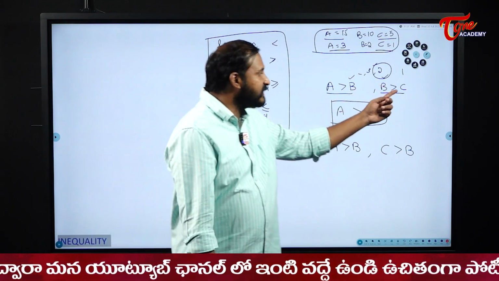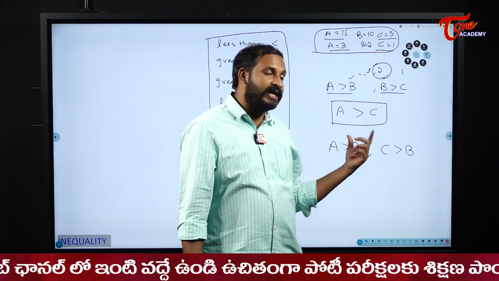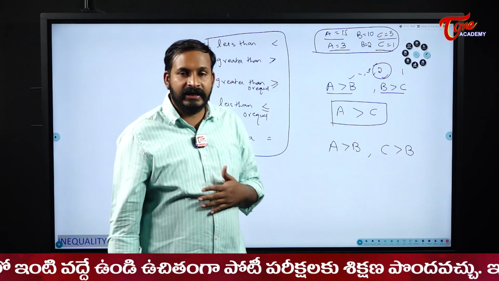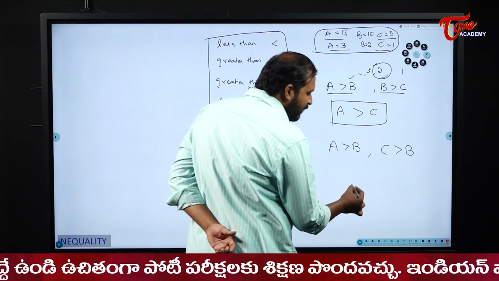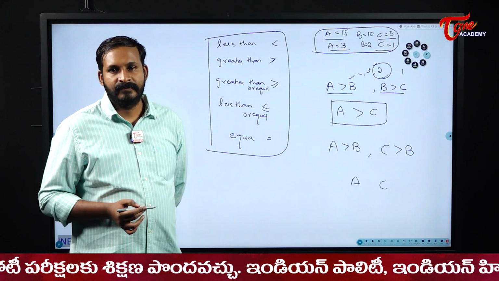In my previous case, actually C is less than B. But what I am telling here, A is greater than B and C is also greater than B. Now tell me, can I tell the relation between A and C here? If we see in the general manner, can we tell?